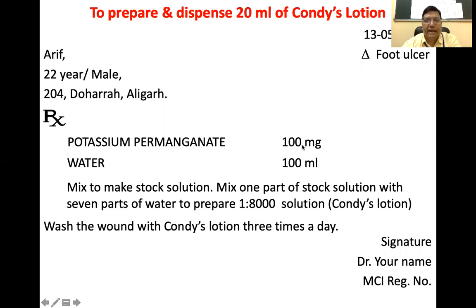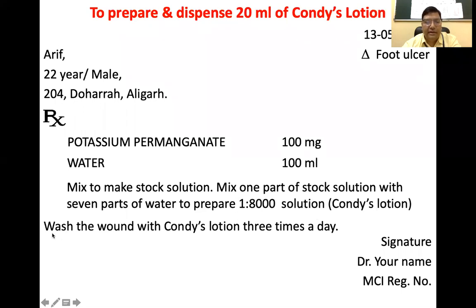So you mix 100 milligram of potassium permanganate in 100 ml of water and make a stock solution. So this 100 milligram in 100 ml will constitute your stock solution. Then what you have to do is mix one part of the stock solution with seven parts of water to prepare 1:8000 solution. And this is your Condy's lotion.